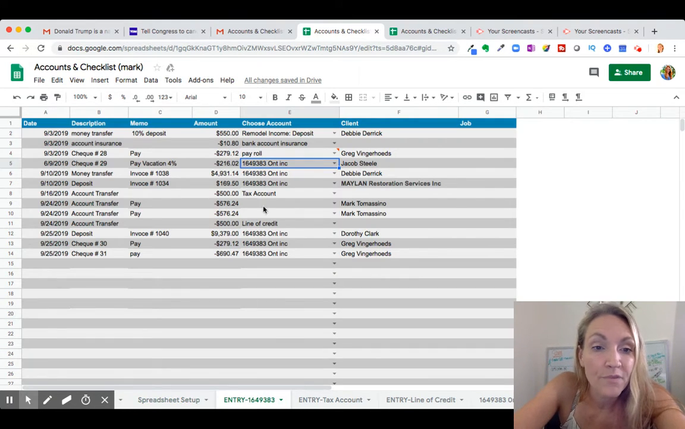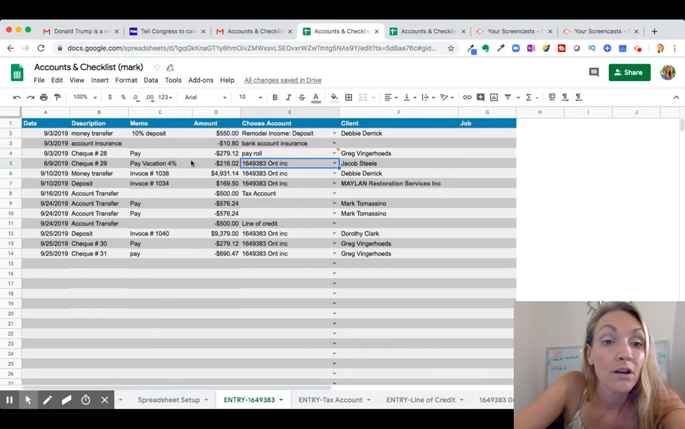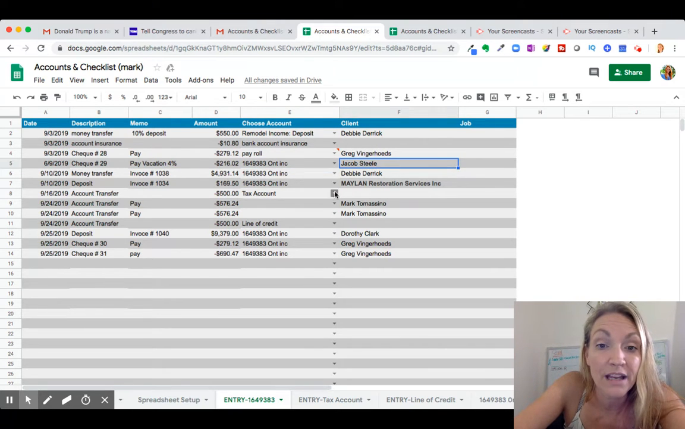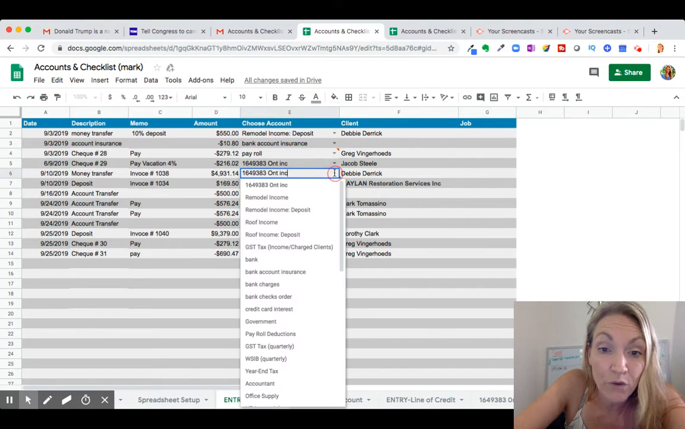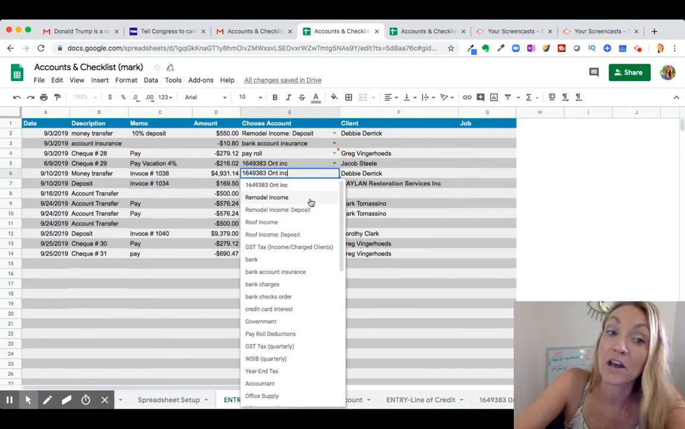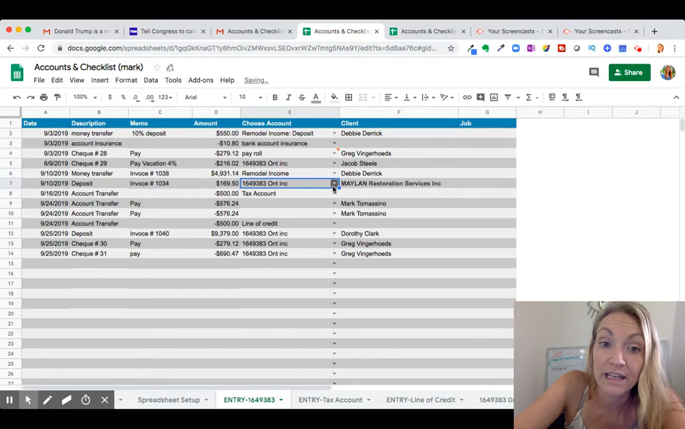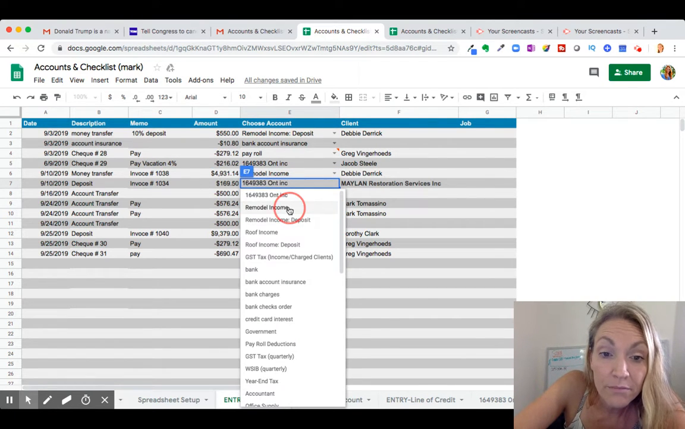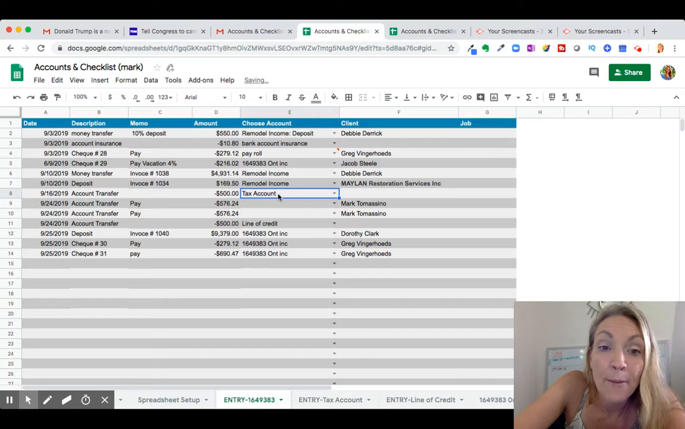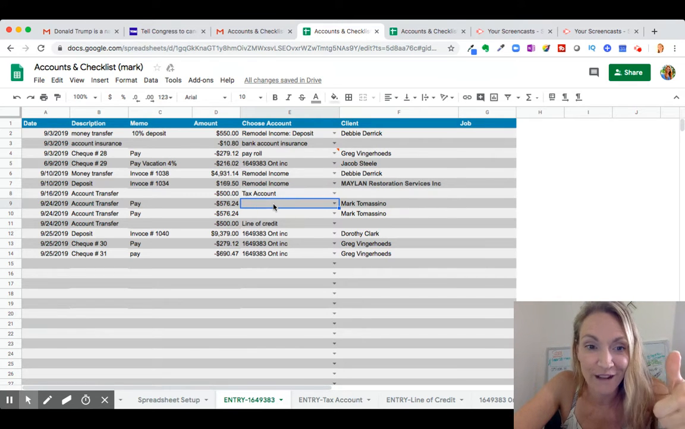So, you would enter, if this is payroll, Jacob Steele, payroll George Vanderbilt. If this is an invoice, then this is going to be remodel income. If it's the rest of the money you're owed, remodel income, rest of the money you're owed. Account transfer, you got those, great, awesome. Same with the pay here.